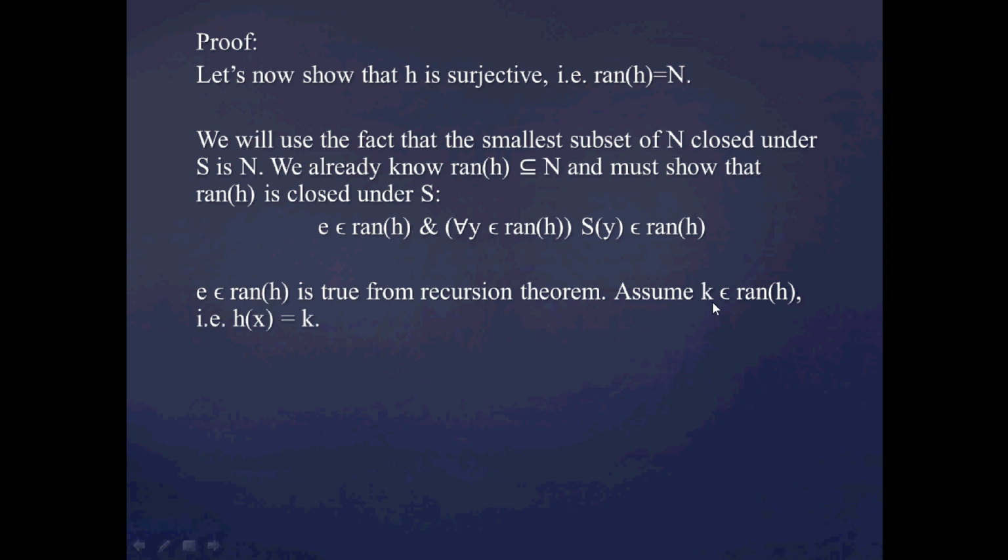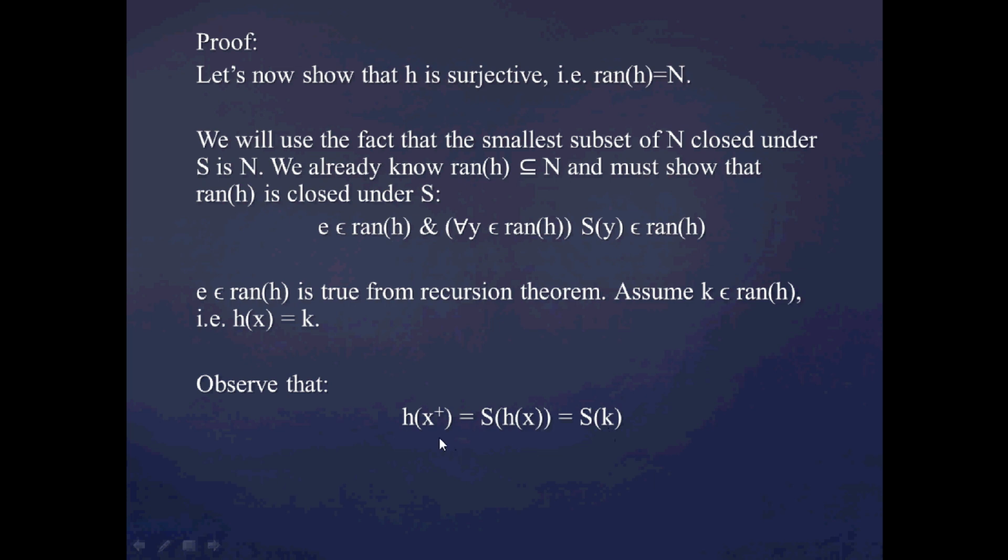Now let's assume that some k is in the range of h, and that's to say that h of some x is going to be equal to k. What we want to show is that the successor of k is also going to be in the range. So we're just going to make the observation that instead of dealing with h of x, let's deal with h of x plus. So let's compute with that. So h of x plus, we know from the recursion theorem, is equal to S of h of x. And since we defined h of x as k, S of h of x is equal to S of k.